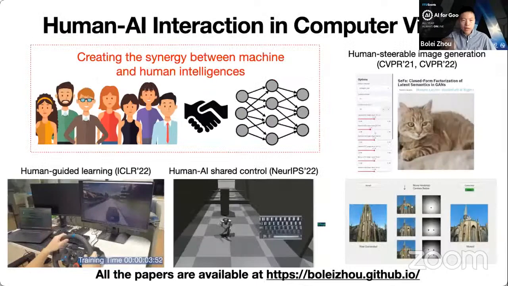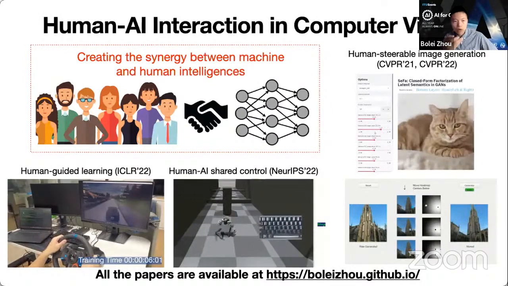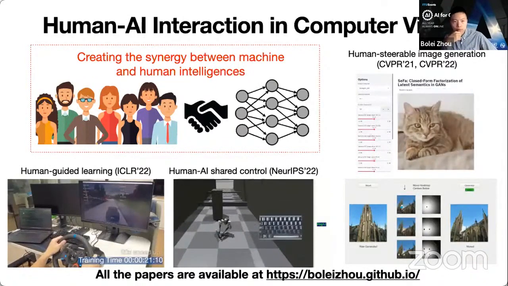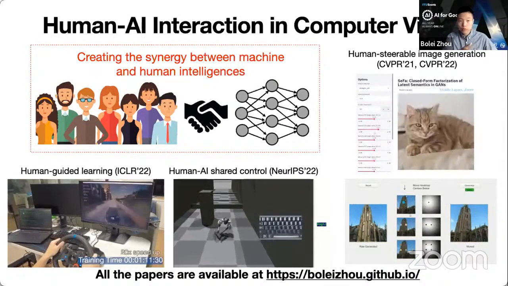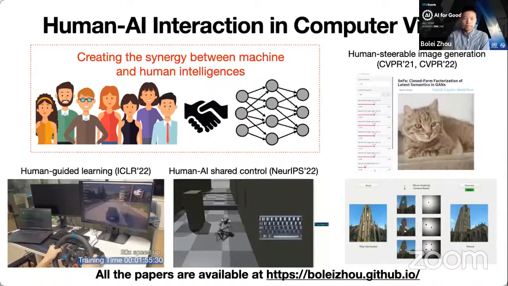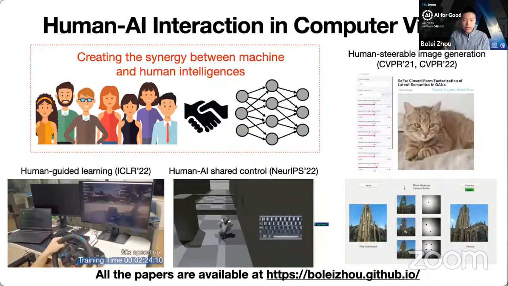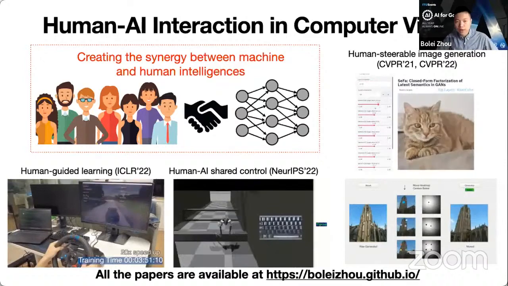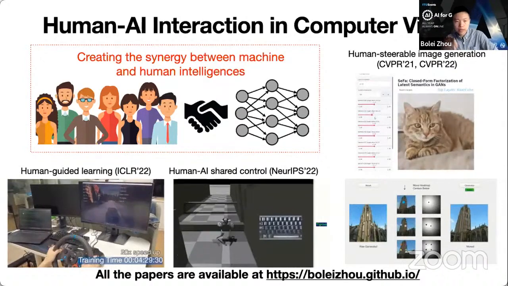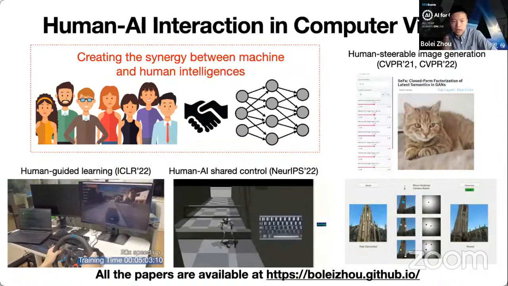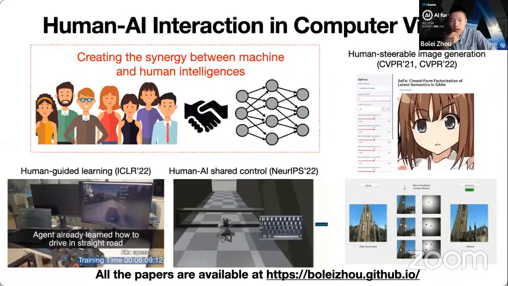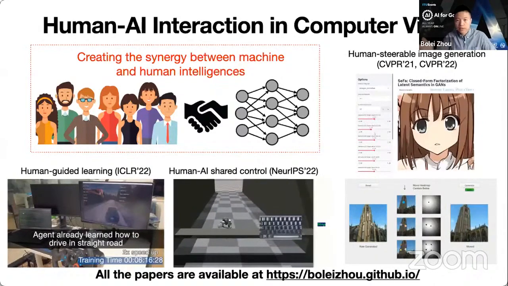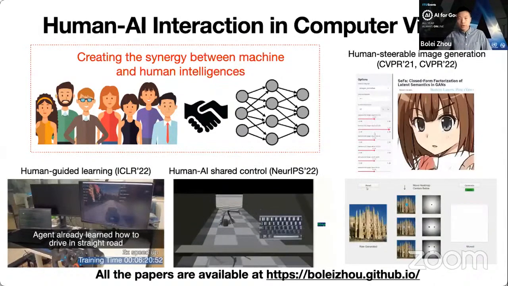There are many applications I talked about today, from human-steerable image generation to human-guided learning to human-AI shared control. I'm very excited about these directions, so I hope you can take a look at this human-AI interaction. All the papers and works I talked about today are available at my homepage. I'm very happy to answer any questions you may have and engage with the audience. Thank you.